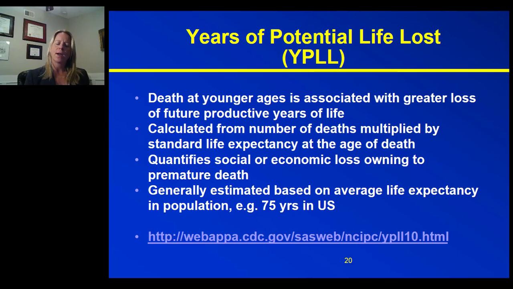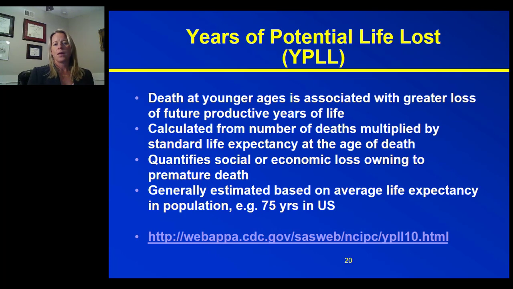This is often used to quantify both social and economic losses in a region or a country that's associated with premature death. It is generally estimated based on average life expectancy in a population, but that varies across countries. So in the United States, it's 75 years, but clearly it would be lower in some developing countries. And the link I'm giving you here allows you to go and calculate the YPLLs for different countries and different groups in countries.